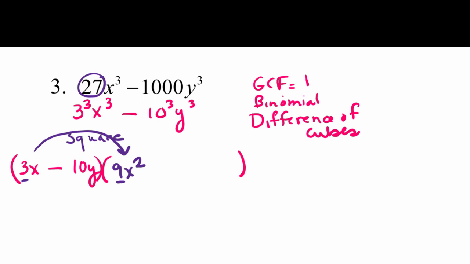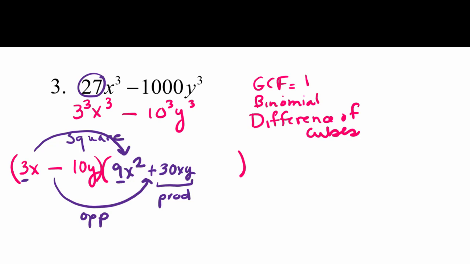So keep that in mind when you're doing these problems, okay? So square the variable and the coefficient. This sign here, you know, is the opposite. So this is a plus. Good. You know this middle term is the product of the cube roots, so it's 3x times 10y. 3x times 10y is 30xy.